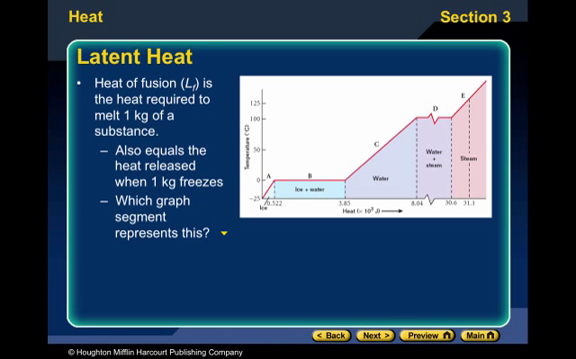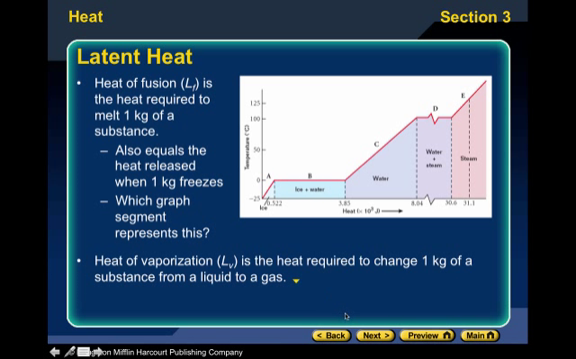B. So it'd be right here. Maybe right here. I bet you there's going to be a little question. The heat of vaporization is the heat required to change 1 kilogram of substance from a liquid to a gas or gas to a liquid. So which segment represents that? D, because it's water to steam. Yep.